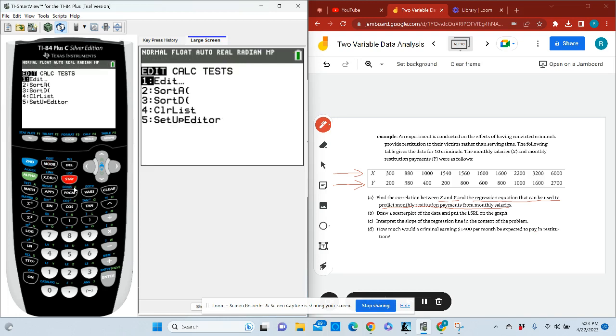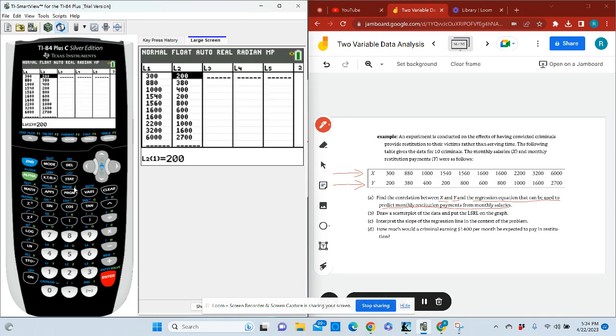So you have to hit stat and then edit. I went ahead beforehand and plugged the data in so as not to waste video time. The one thing you have to make sure of is that each X is matched up with the appropriate Y. You can see in list 1, I put 300, which was the first X value. In list 2, I put 200, which was the first Y value. I put all the X values in, then all the Y values, and then did a quick double check to make sure they were paired up appropriately.